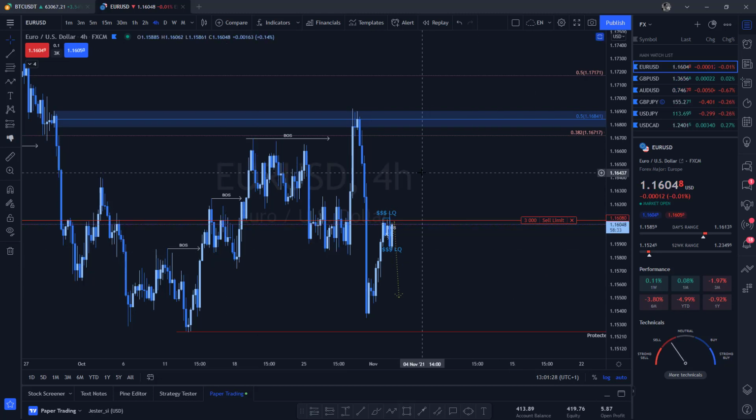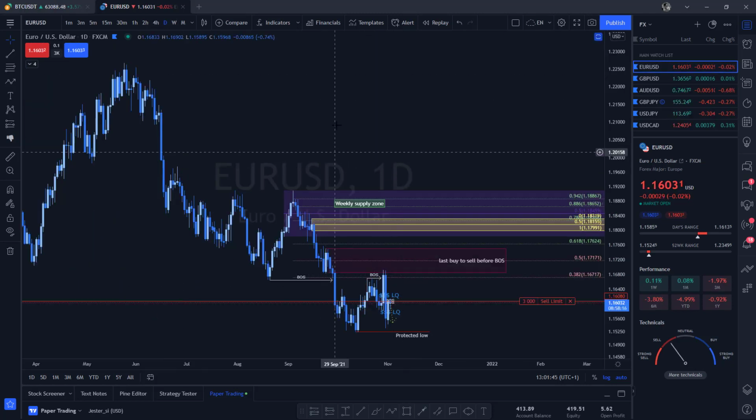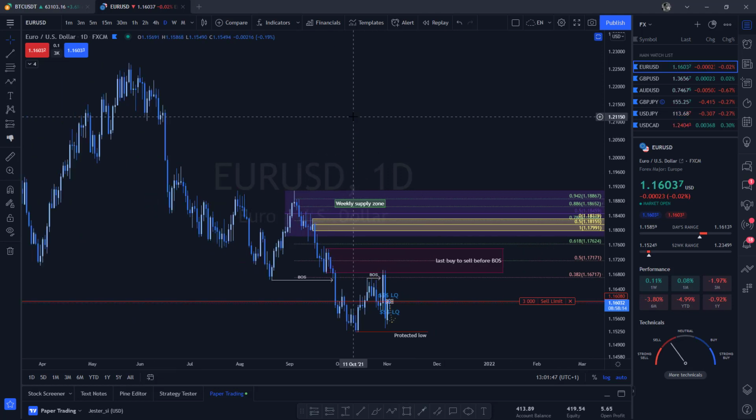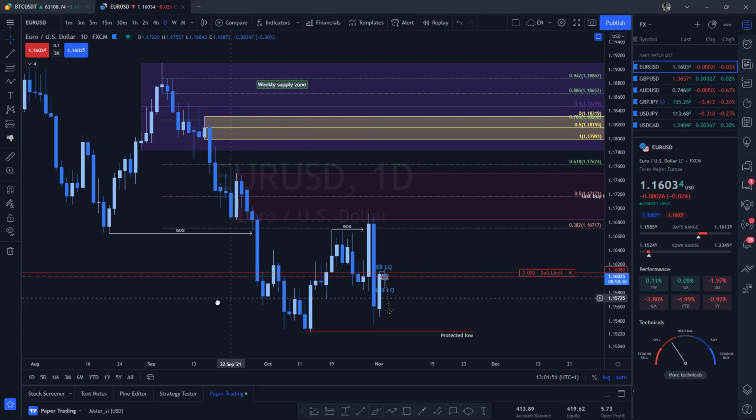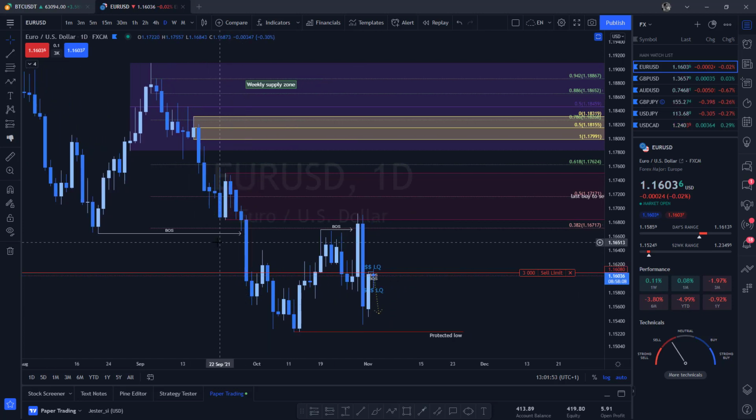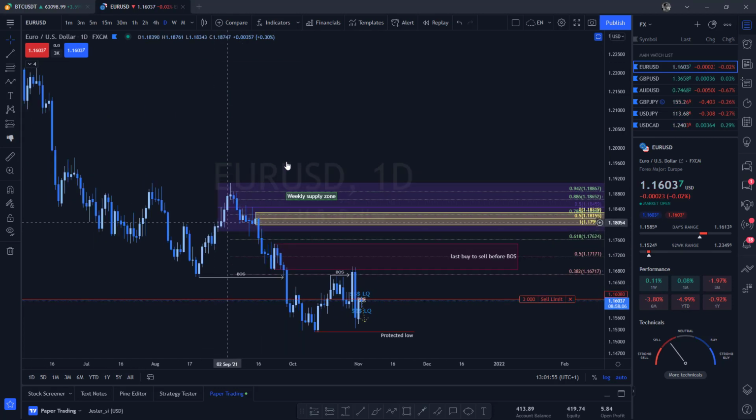Yes, of course. So the volume profile, let's look at some examples that worked. I use it for confluence. Confluence means something like this, okay? So let's go on Euro USD.